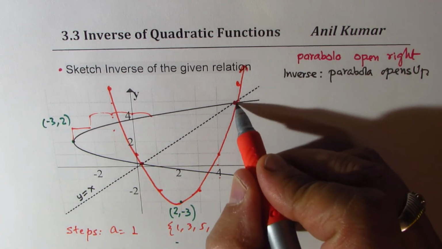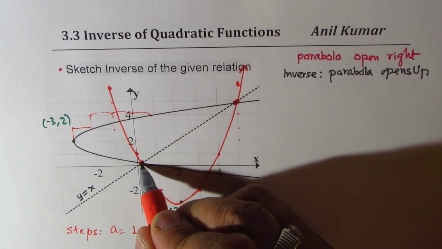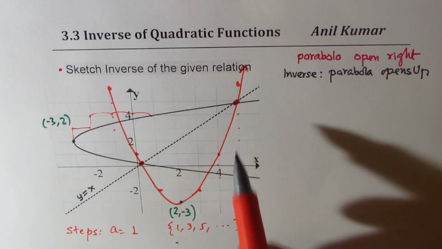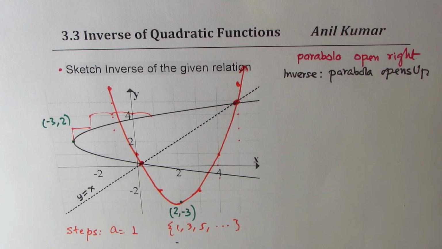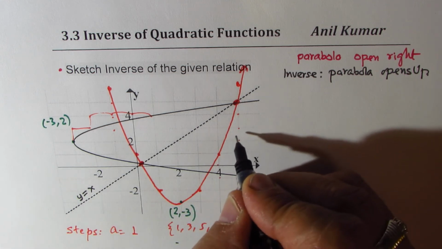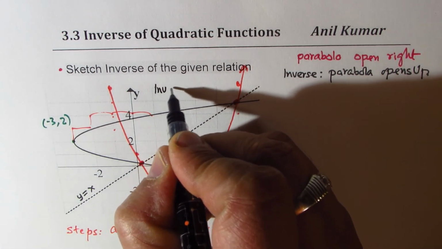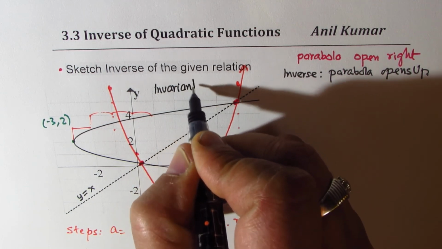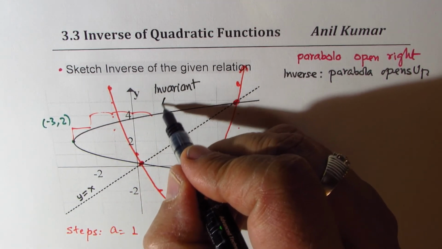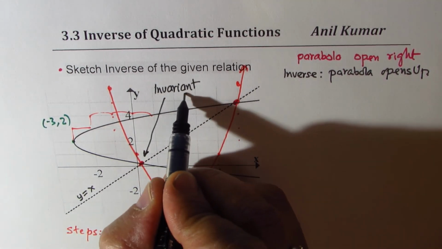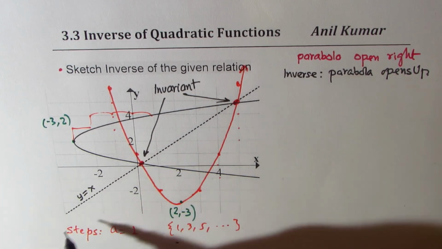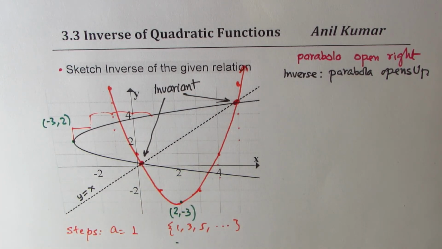You see that these points should have been overlapping. These are called invariant points, correct? So these two points are invariant points. Let me write. Since they are common to both the graphs, correct? They don't vary. They lie on the line y equals x.